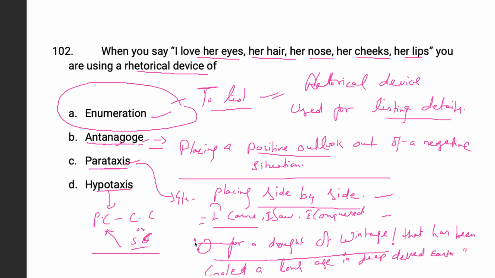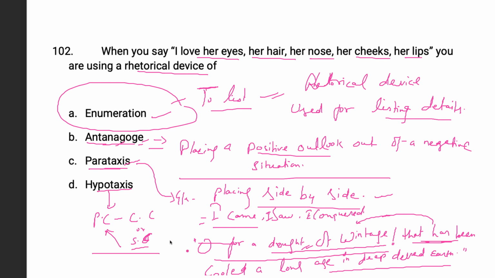So when we put a clause in subordination to the other clause, this part is simply the derivation of the first one. I wish for a draught of vintage, the draught which has been cooled a long age in a deep-delved earth. And if you go through the complete stanza, you will find other expressions that are also in subordination to this draught of vintage. In the ensuing four or five lines, there are expressions which are merely in subordination to this draught of vintage. Their meaning is complete only when we understand draught of vintage.